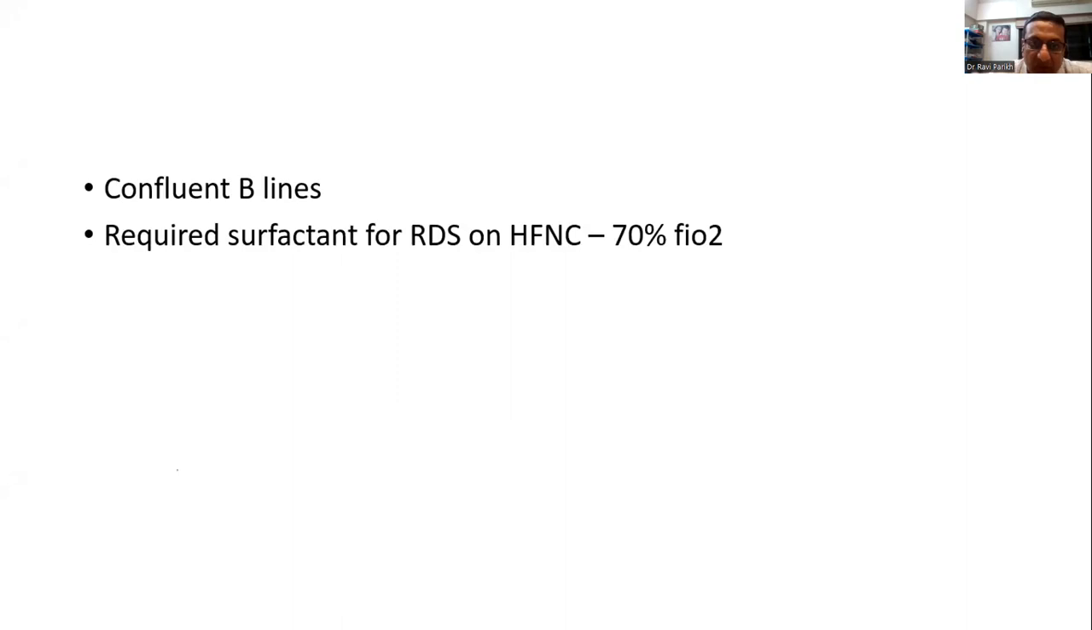Before I was doing the ultrasound scan, even the X-rays, although this one was quite a whiteout, the female also had some whiteout. Previously, we were giving surfactant in such babies, but lately, I have saved at least 2 to 3 surfactants by doing ultrasound. And now other colleagues are also coming into the picture, but it will take time for us.